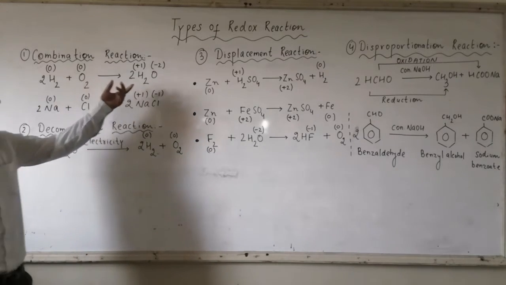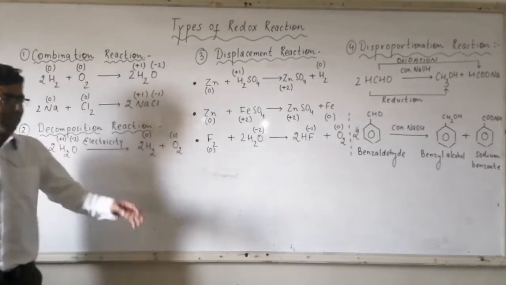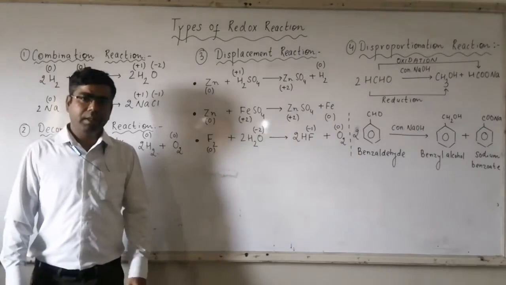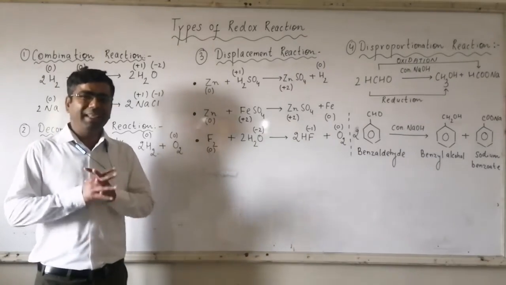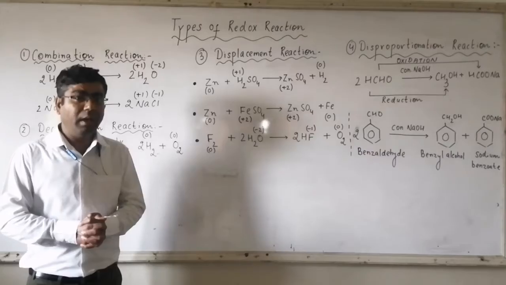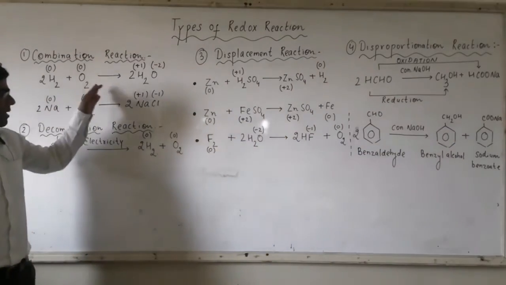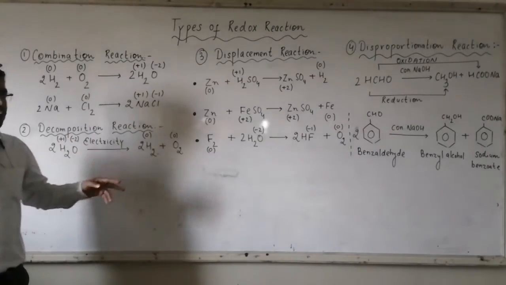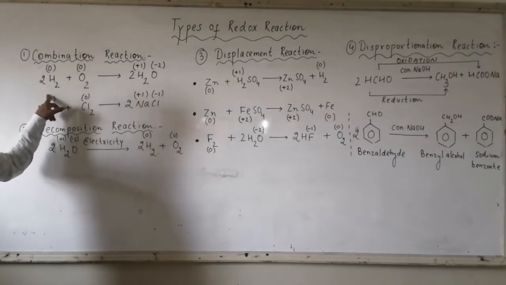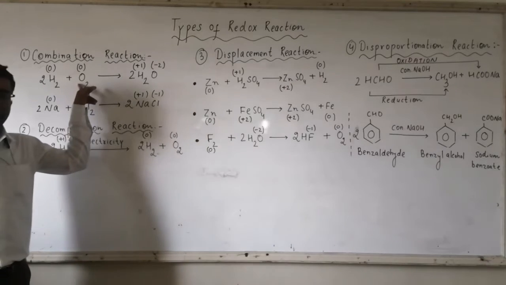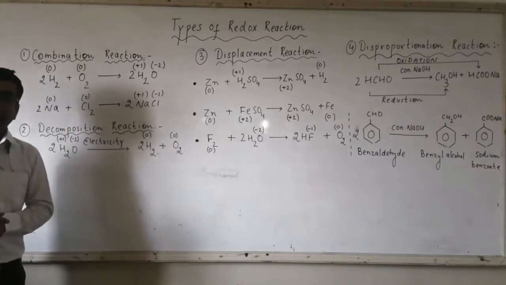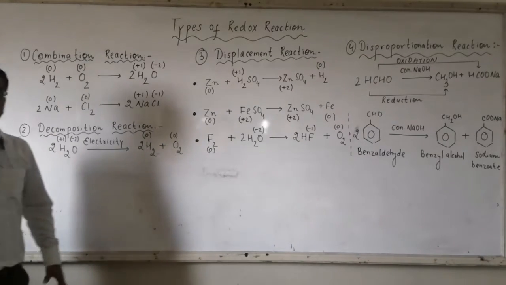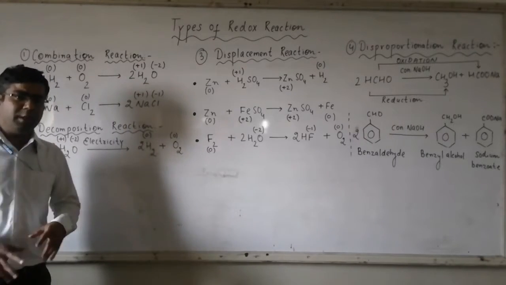Now, when O2 gets converted to H2O, the oxidation state of oxygen decreases from 0 to -2. And according to oxidation number concept, decrease in oxidation number is called reduction. So when O2 gets converted to H2O, this is called reduction of oxygen. So hydrogen is exhibiting oxidation, while oxygen is exhibiting reduction here. So it's a type of redox reaction. And it's a type of combination reaction because two reactants react to form a single product.